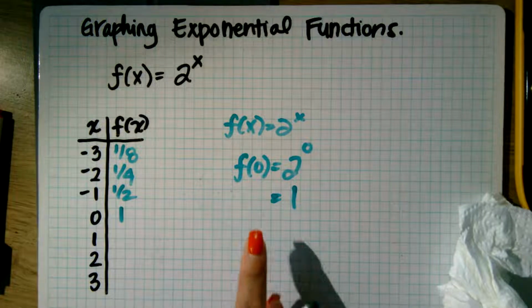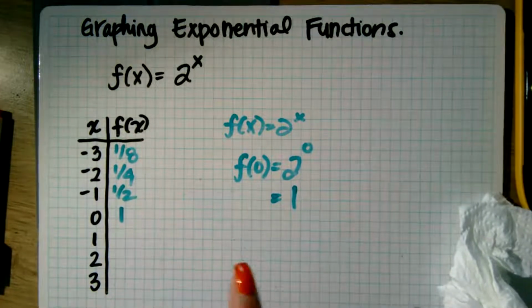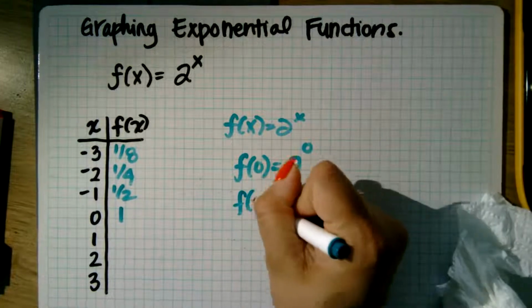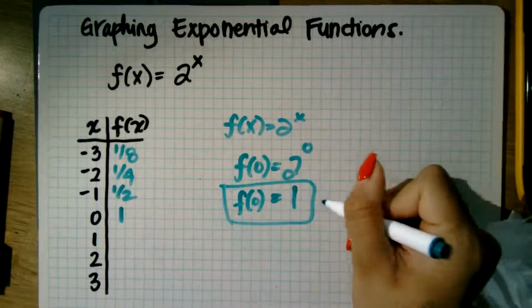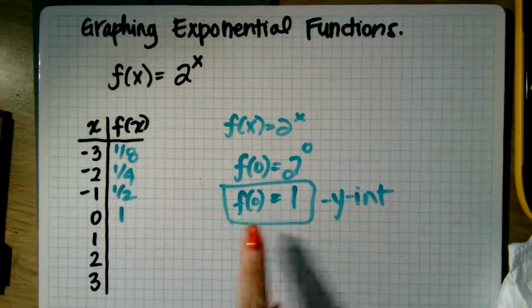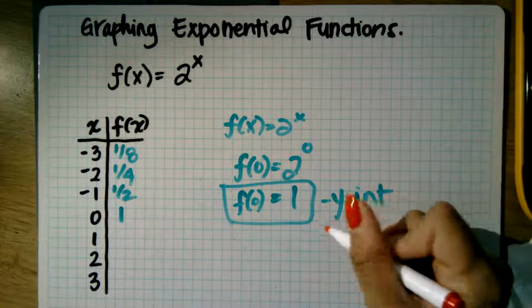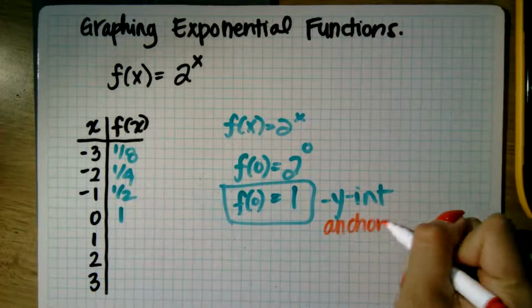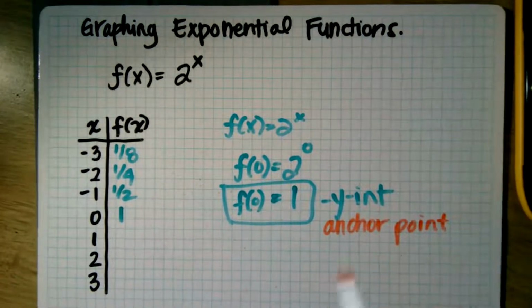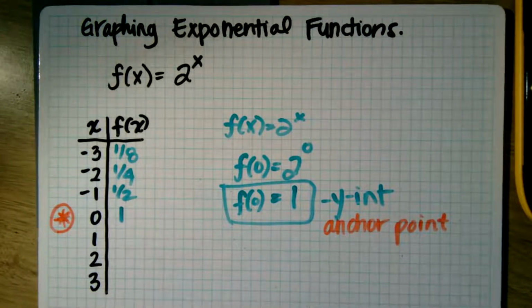Thank you, babe. So f of 0 is the y-intercept right here. I know that f of 0 is 1. This right here is my y-intercept, right? And this is my anchor point. It's going to be called my anchor point because you're going to see something that I'm going to show you in a little bit. So this is my anchor point right here, okay? So remember that. I'm going to put a little star here, because this point is really important.